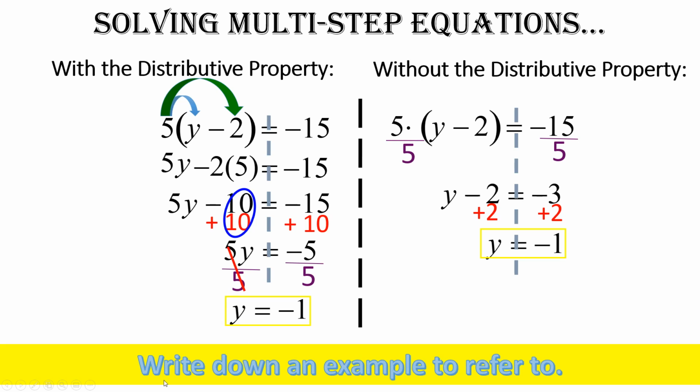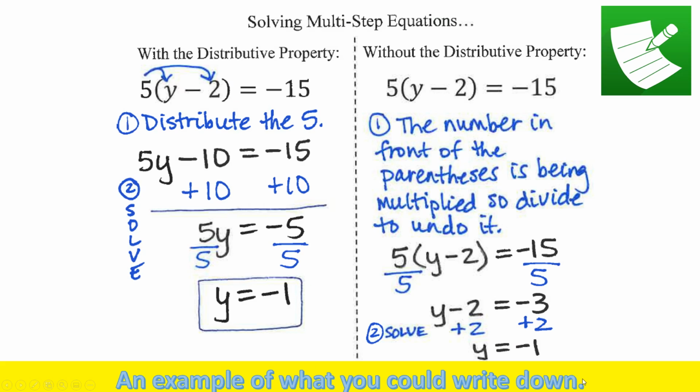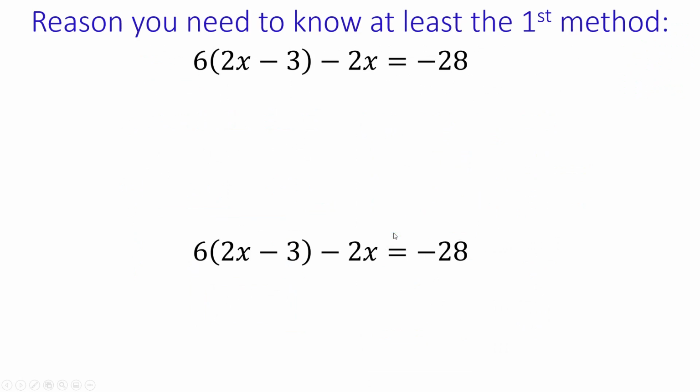And I'm recommending you write down an example to refer to. So this is a way you could write down an example. This little green square here is saying you might want to take some notes. You could use your notebook. You could just use a piece of paper that you can use as you're doing these types of problems. And then emphasizing here that this is division causing it to become 1.